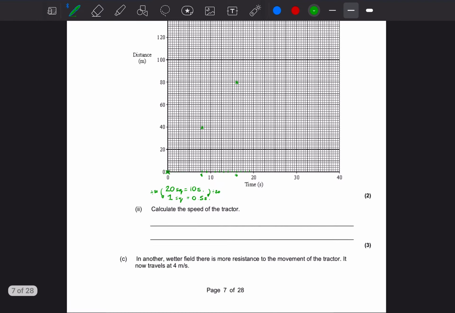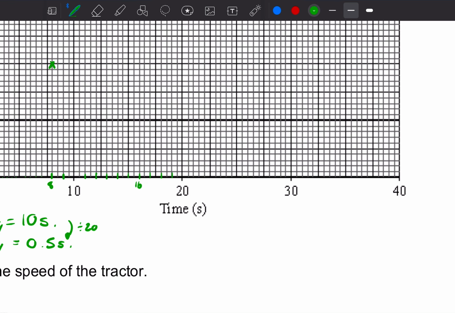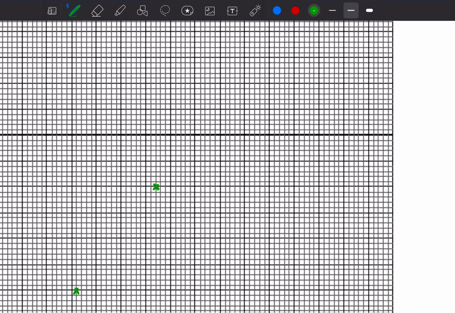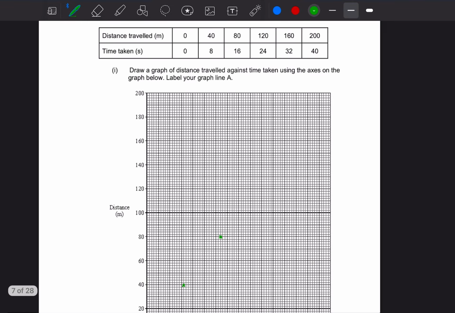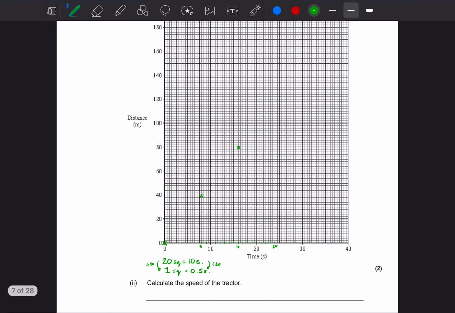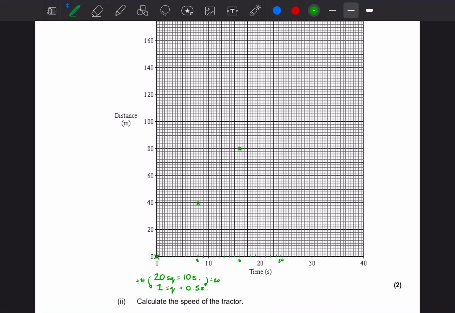24 and 120. So 24. So 21, 22, 23. That should be our 24. And 120. Sorry, 120. So again, draw that line. Especially now that we're starting to get further away, our ruler is going to be our friend here.